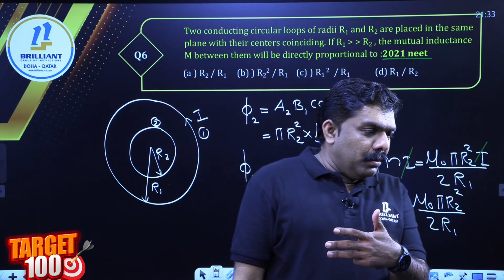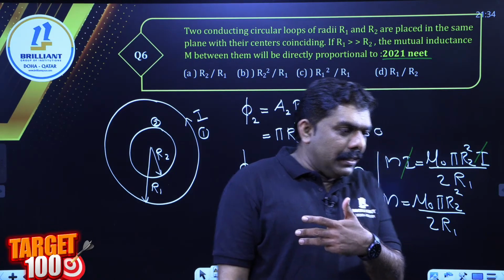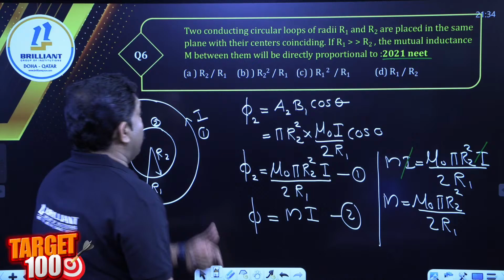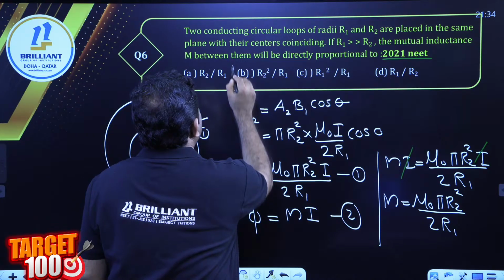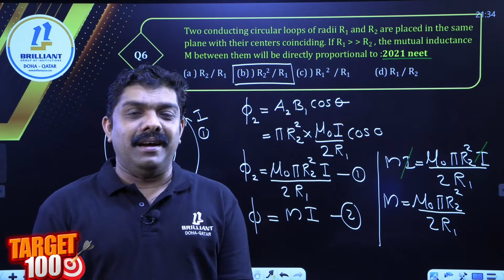Yes, Adil Farooq, right? Some other students are also saying the answer, but it went wrong. No problem. The right answer is option B, R2 square divided by R1.